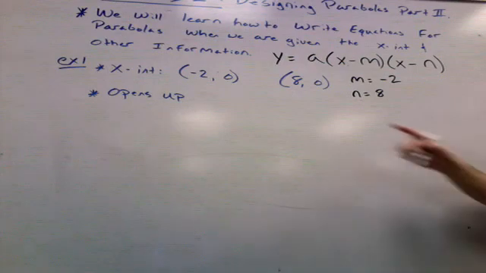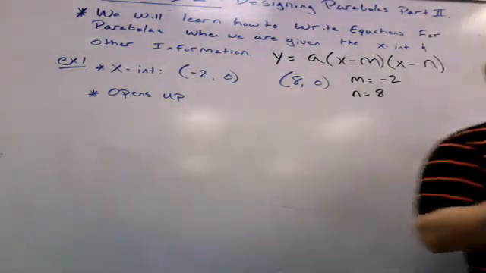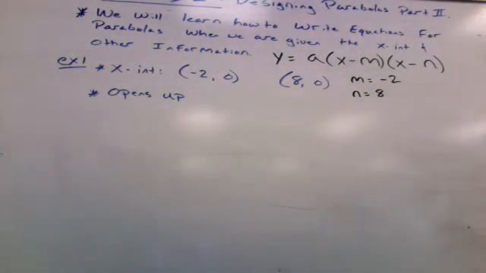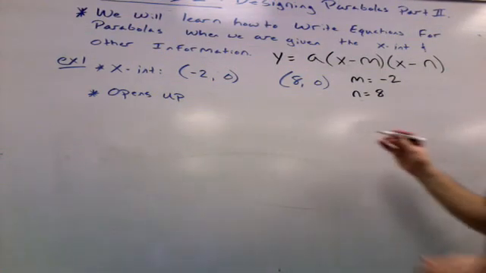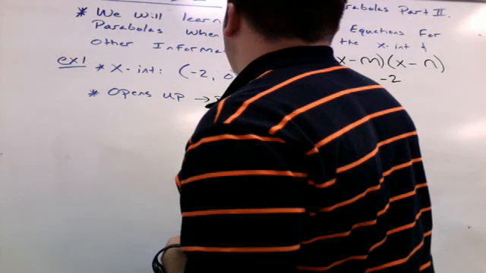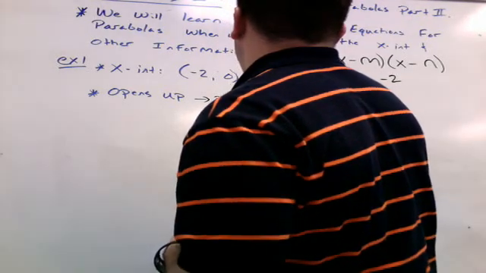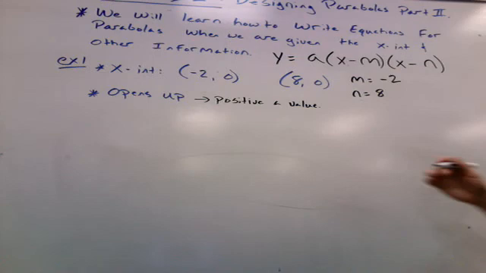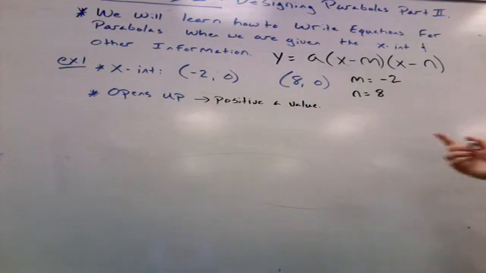Now, this one opens up. That's the only information it gives me, besides the x-intercepts. So if it opens up, what does that mean for our A? It's positive. So since it opens up, that means we have a positive A value. And we'll find the what, Austin? It'll have a minimum because it opens up. All right, so it's a positive A value. That's all I know about A, is it's going to be a positive value.